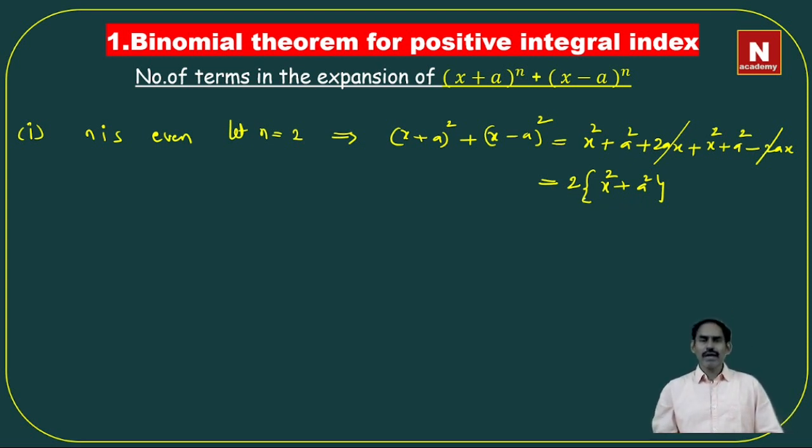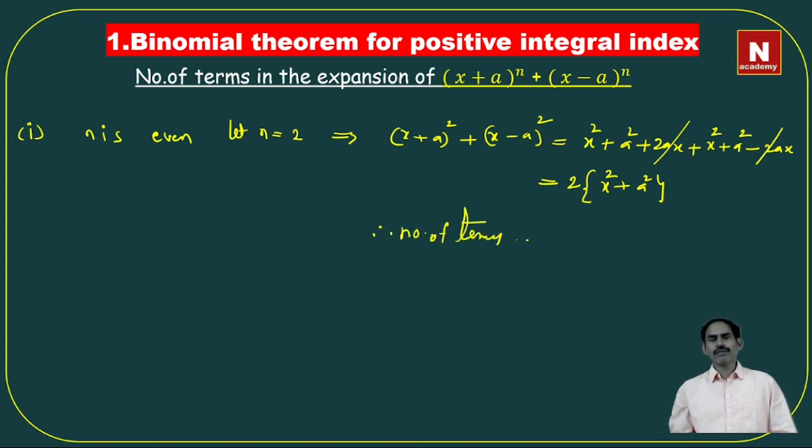We have to identify the number of distinct terms. How many terms remain here? Number of terms in this expansion. Therefore, number of terms equals 2. If you take another example, let n equal 4.